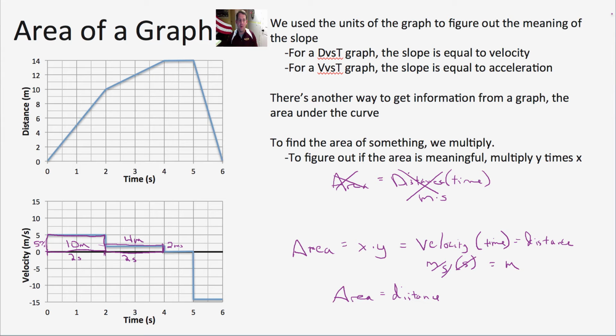Just like when you put slope, when you do the slope, it becomes acceleration just because that's the way we set the graph up. It just works out great that way. It's one of the reasons these graphs are so awesome.